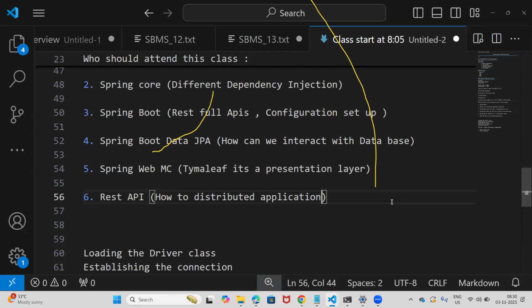Suppose you take Amazon. We have an order system, we have a payment system, we have an inventory system. Each one is a different layer. So this is nothing but a distributed application, guys. Okay, clear? Any doubts, guys, so far? No, right? Okay.